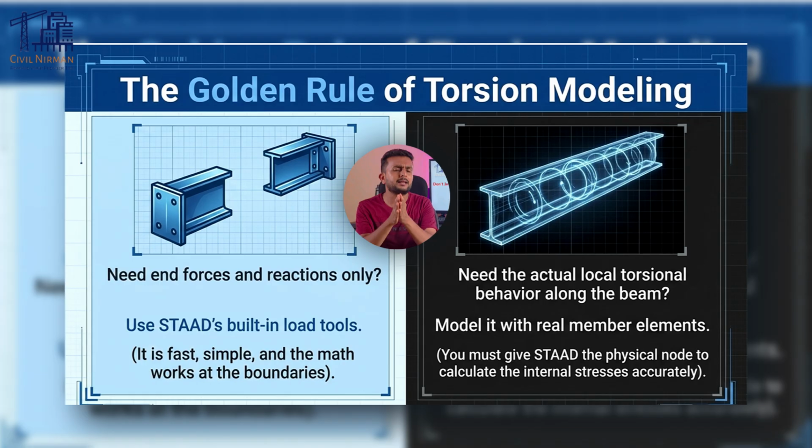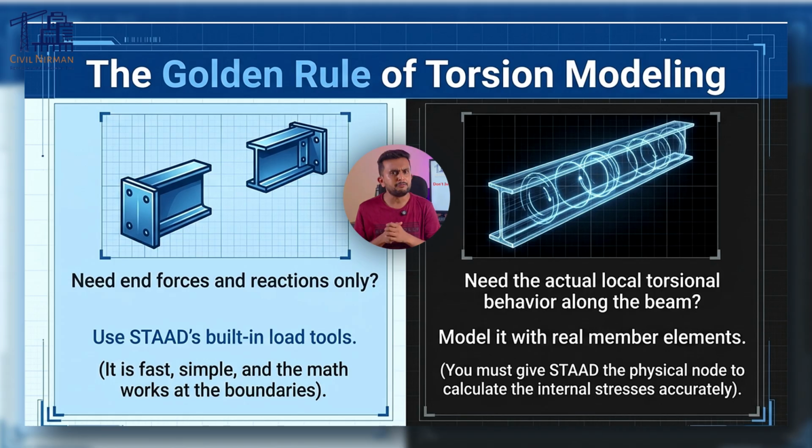So here is the practical rule. If you only need end forces or reactions, the built-in load method is fine. But if you need the actual local torsional behavior along the beam, model it with real member elements instead.